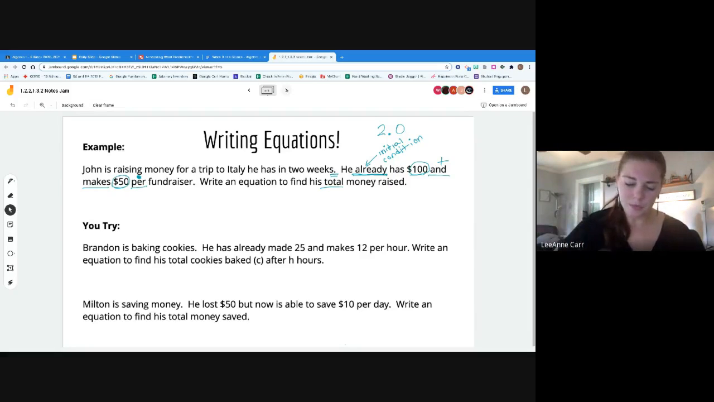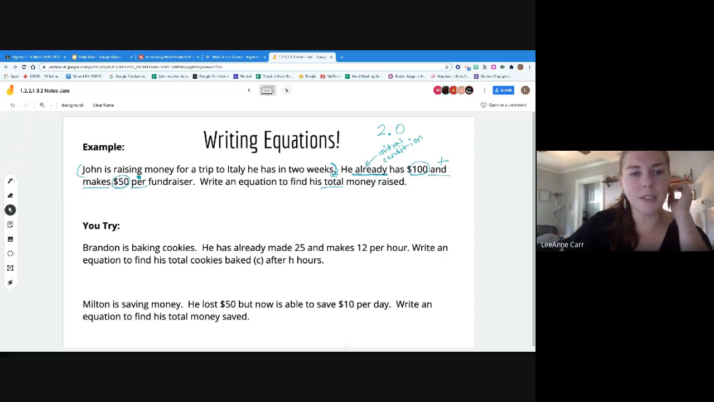All right. So I circled my numbers. I underlined my math words. The last step I need to do is box off any unknowns or any variables. So as we look here, this first sentence is not super important to us. It's kind of just setting the scene. So I'm going to skip over that. In the second sentence, it says he already has $100 and makes $50 per fundraiser.